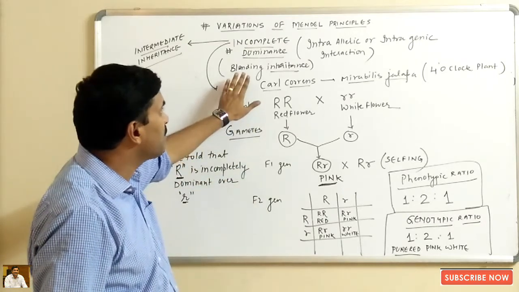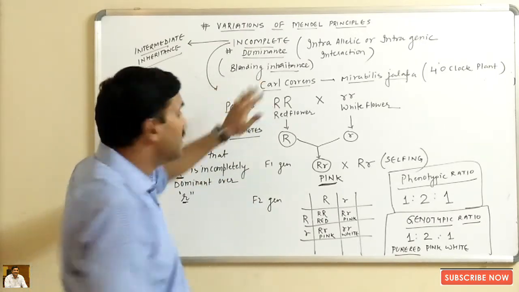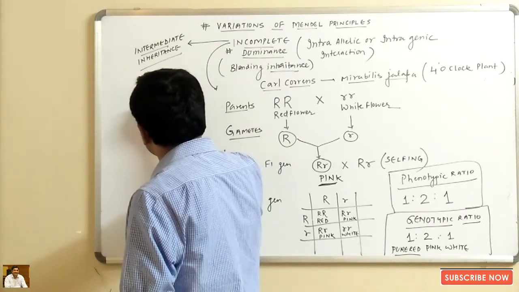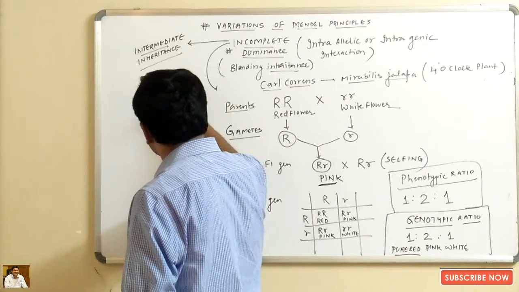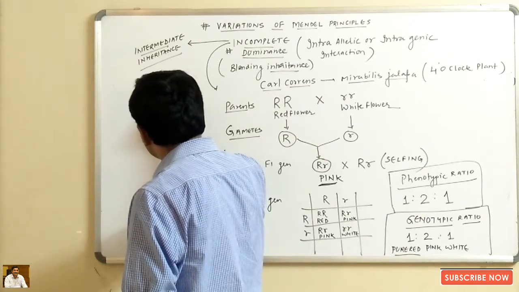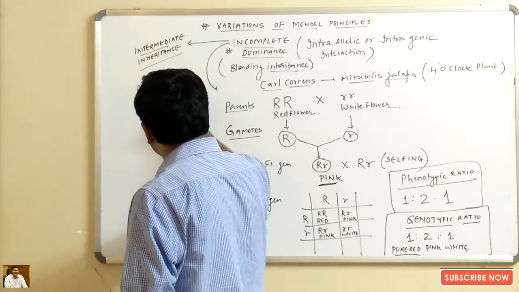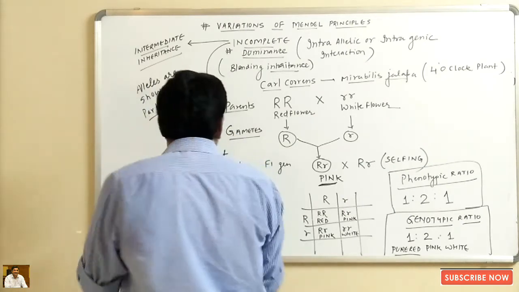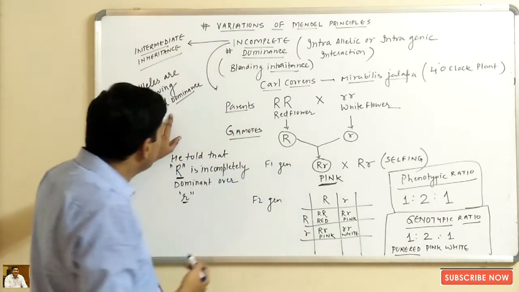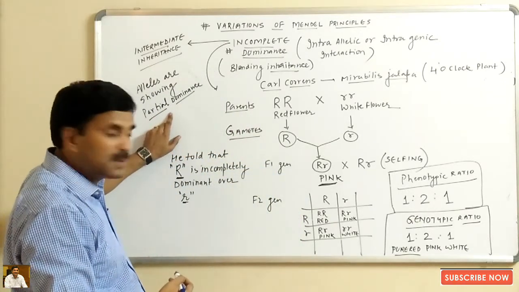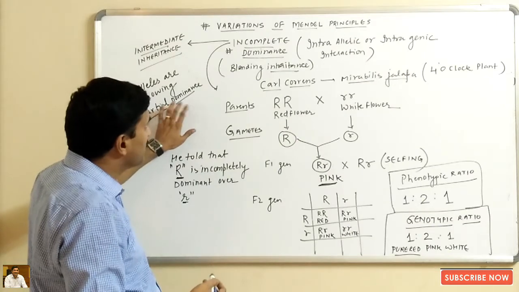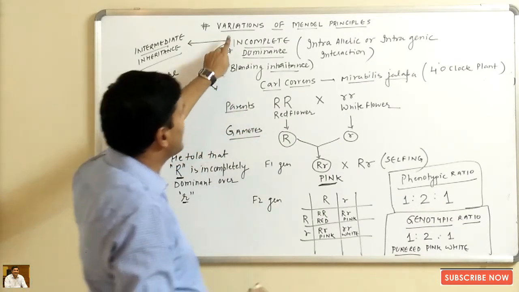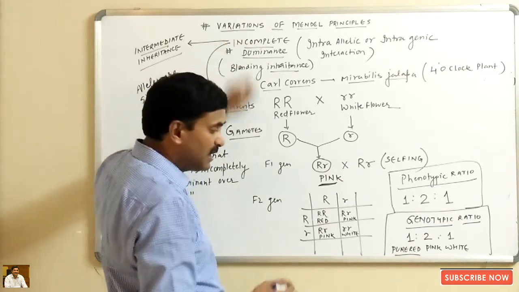It means it is not a pure blending inheritance. Here you must remember that the alleles are showing partial dominance. The alleles are not showing complete dominance. The alleles are showing what? Partial dominance. So this must also be remembered, right? This example clearly indicates that it is a variation of the Mendel principle.